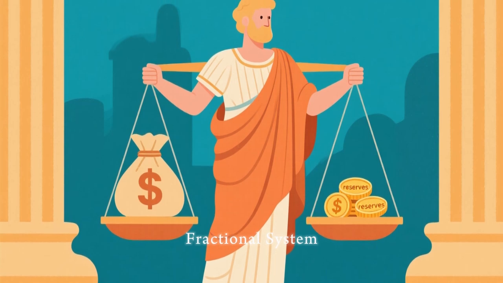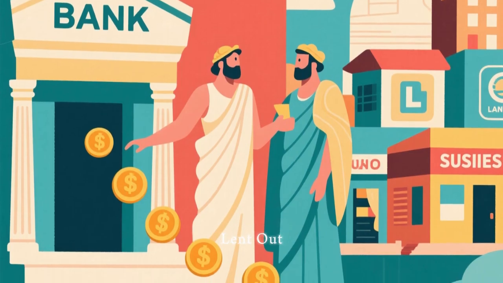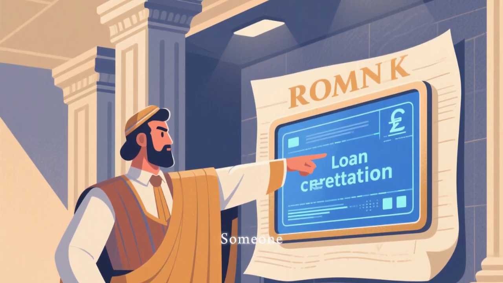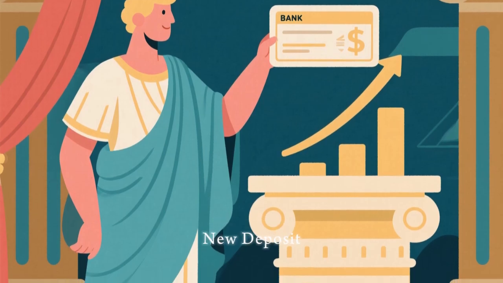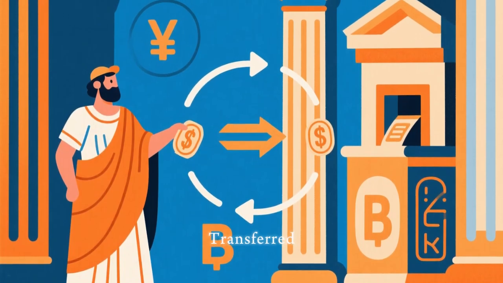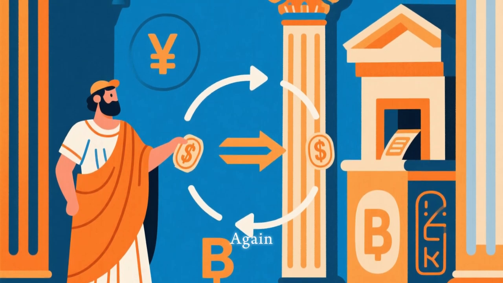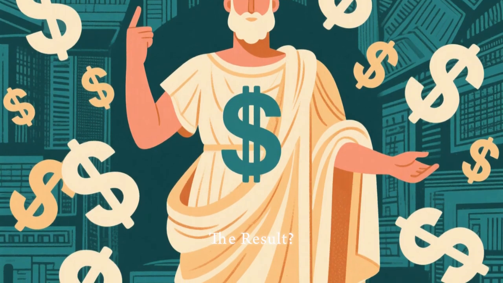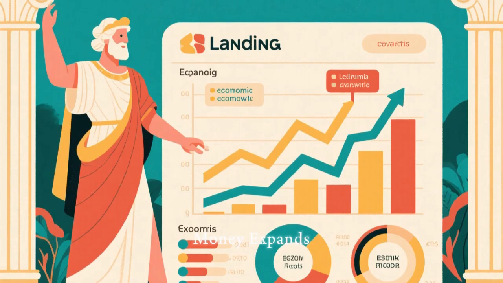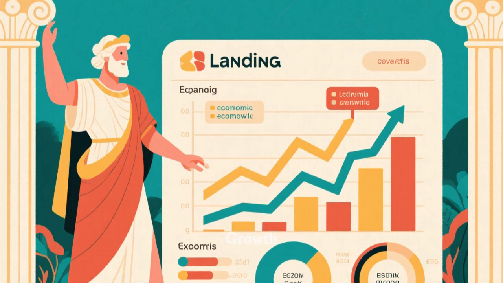In a fractional system, banks keep only a fraction of deposits as reserves. The rest can be lent out. Here's where the cause and effect chain begins. When a bank issues a loan, it doesn't hand out someone else's money. Instead, it creates a new deposit in the borrower's account. That new deposit can then be spent, transferred, and deposited into another bank, which can then lend a fraction of it again. The result: one original deposit can multiply throughout the banking system. Money expands not through printing, but through lending. This is how modern economies fuel growth.